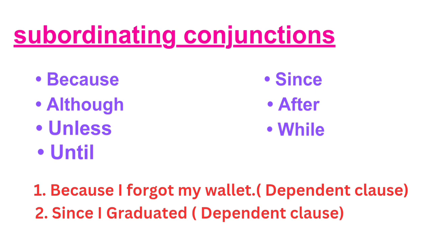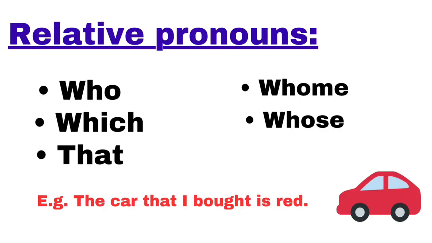For example, because I forgot my wallet. This is a dependent clause that begins with a subordinate conjunction because. Next is since I graduated. This is also a dependent clause that begins with a subordinate conjunction since. Example is the car that I bought is red. That I bought is a dependent clause that begins with a relative pronoun that.